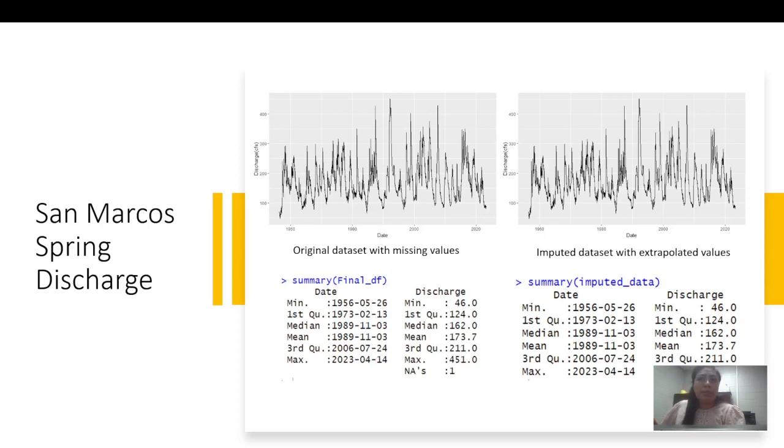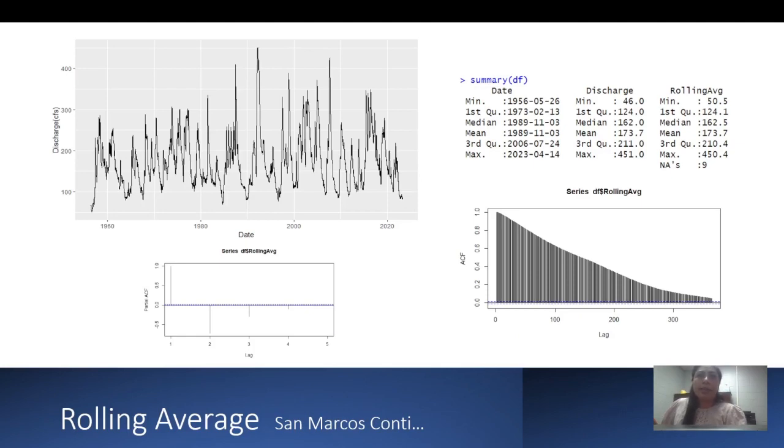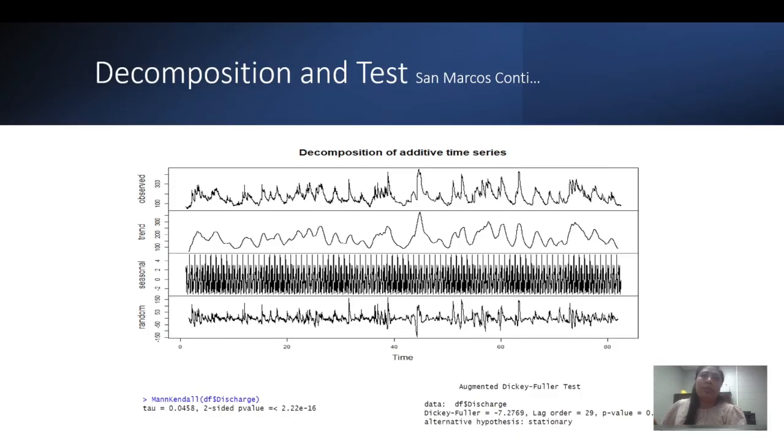So it was done for the San Marcos spring discharge as well. Here also, the decomposition, the Mann-Kendall and the Augmented Dickey-Fuller test ended with the conclusion that we do have the trend and we do have stationarity in our dataset.